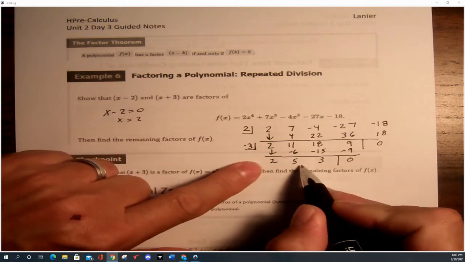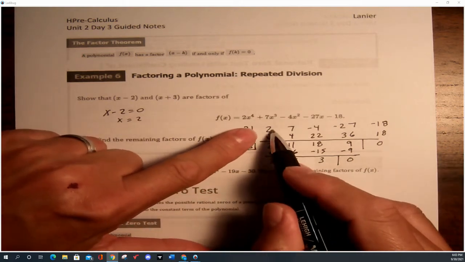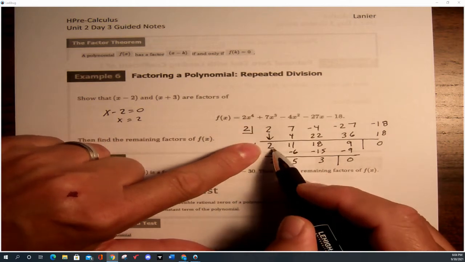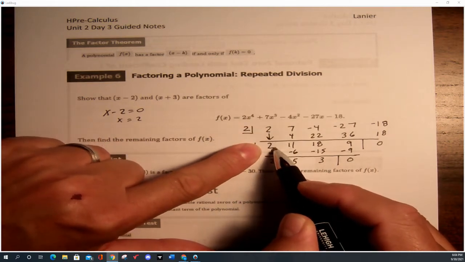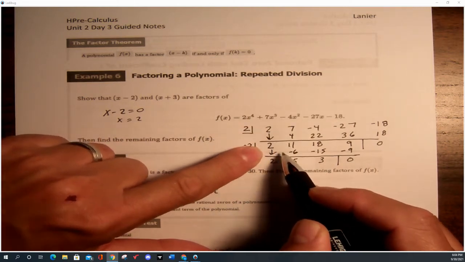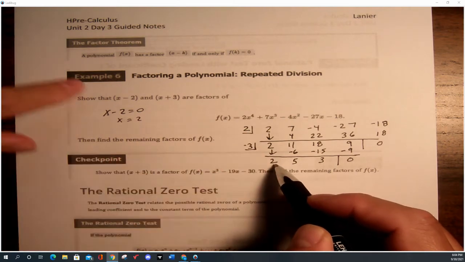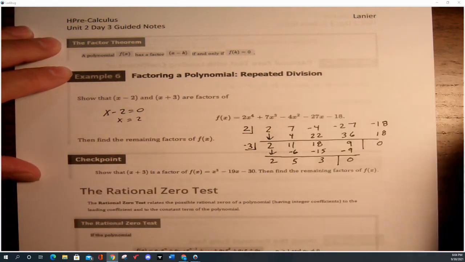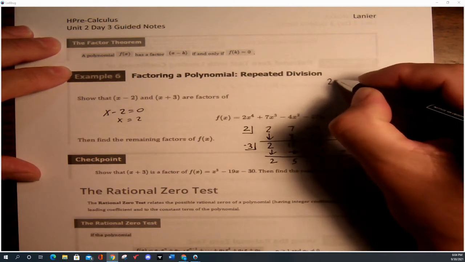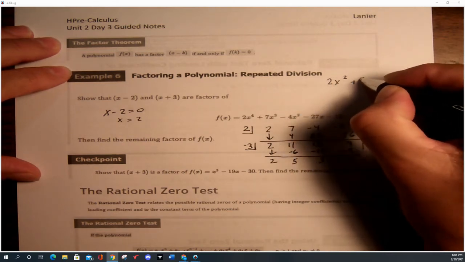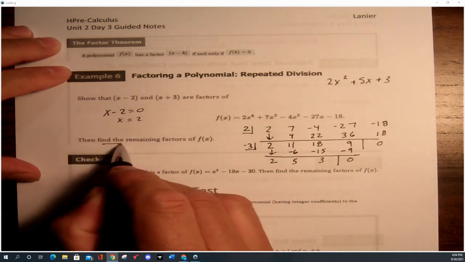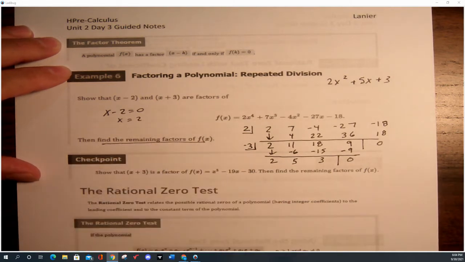So what I have left now: I started with a fourth degree polynomial divided by a first degree polynomial, which gave me a third degree. I took the third degree and divided by a first degree. That gave me a second degree, which is a quadratic. So let's take that quadratic and put our variables back in: 2x squared plus 5x plus 3. And let's factor it because we do want to find the remaining factors.